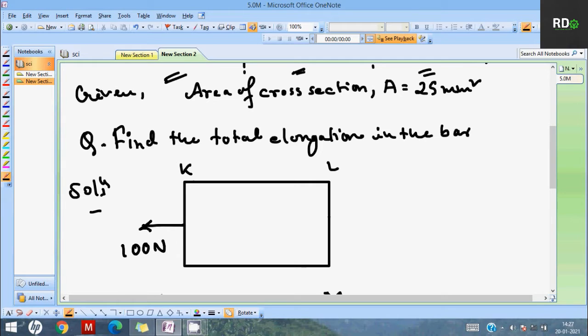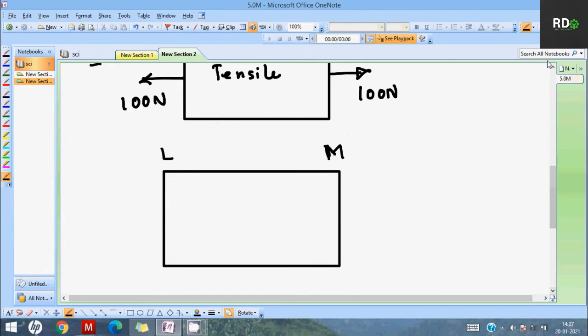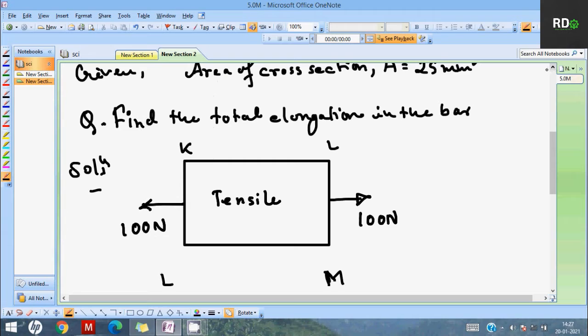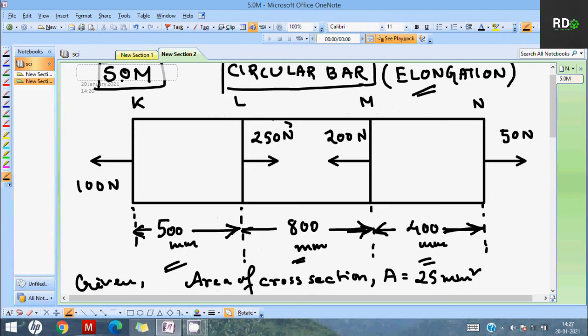To balance it, we have to use a similar kind of tensile force, that is 100 Newton here. So it is obviously tensile in nature, and this segment of the bar is under stretch. In the second segment, we have used 100 Newton in the right hand side. But here it is 250 Newton.